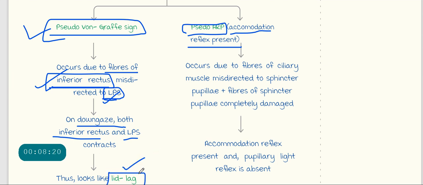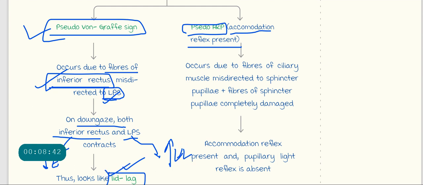Now why is it happening? Because the inferior rectus is depressing the eye, and the LPS is elevating the upper eyelid, due to which this seems like a lid appearance.